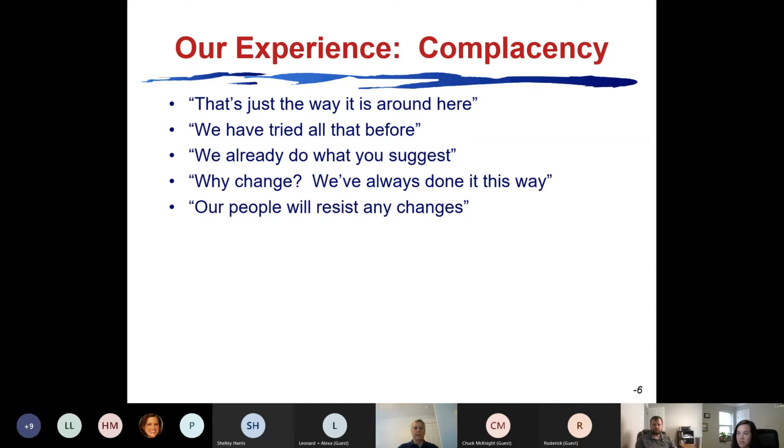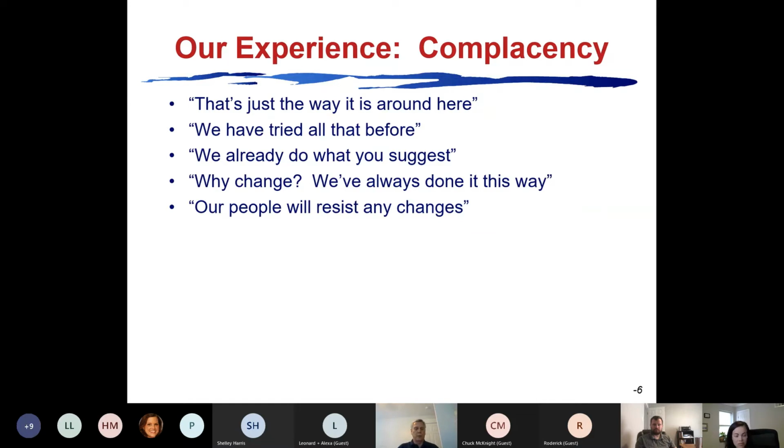And having always done it this way is never a good reason for not changing to a new way. We hear people say, our people will resist any such changes. If you ever said that to me, I would say, well, who's the boss around here? Who owns this place? Who is the person who is responsible to maintain this business and to support your customers and to provide the opportunity for your employees as well as your company to grow?